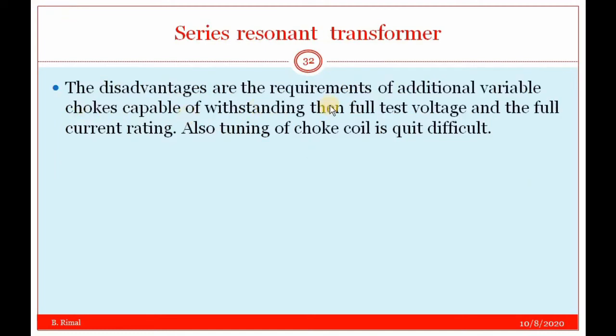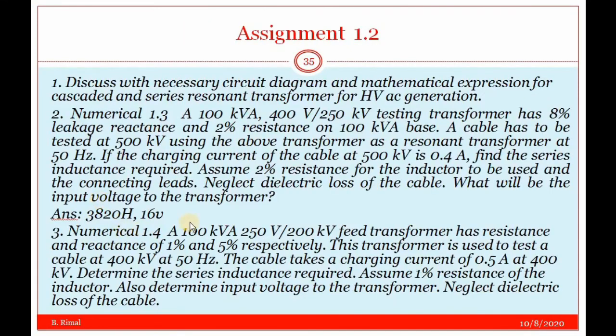The disadvantage of this series resonant transformer method is that we have to withstand the high voltage and high current with the tuning coil also, which is quite difficult and would be costly. This is one of the main drawbacks of series resonant transformer. Here are some important questions in generation of high AC voltage. Here are two numericals which are similar. These numericals are available in the high voltage engineering book. You can refer to it here.